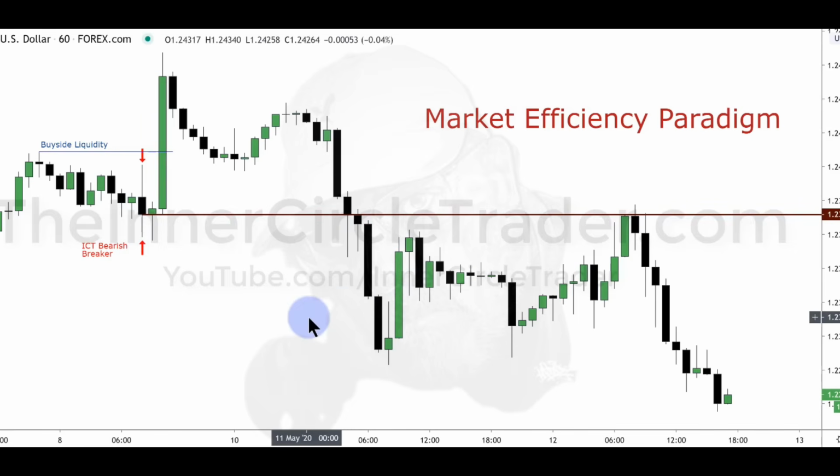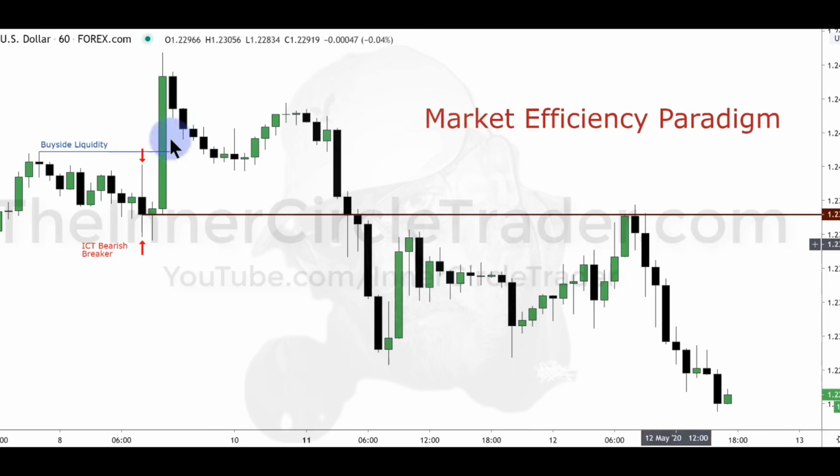So all I need to do, and my students do, is we go to this candle here, draw it out in time. There's your turning point. That's your real support and resistance level, because it's based on the market efficiency paradigm. That is mine. You're not going to find that in books. You're not going to see any of that anywhere outside of what I teach.